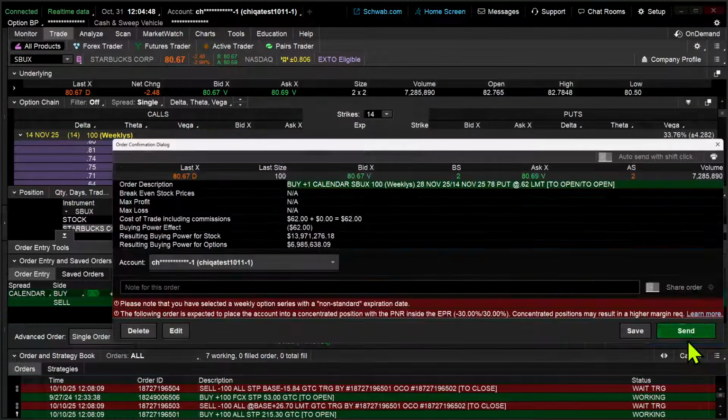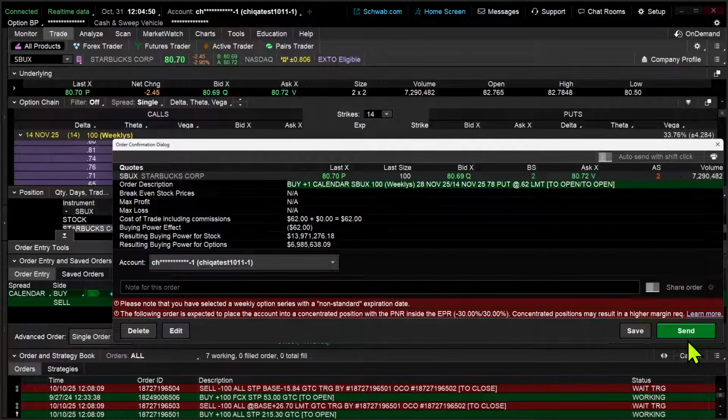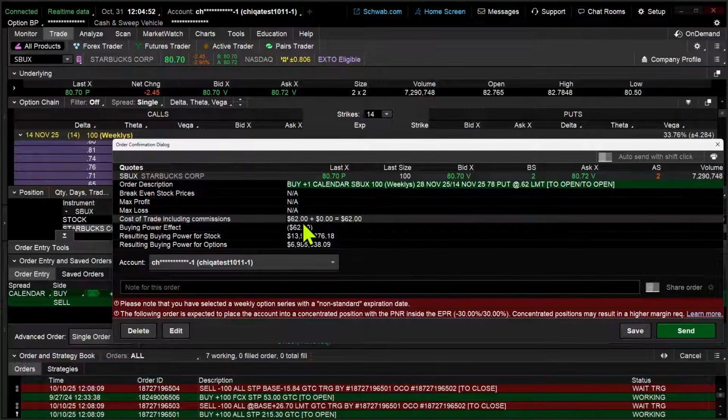If we go to the confirm and send button, and we extend that out, we can see that that is theoretically our maximum loss in the trade. But remember, this contains a short option.